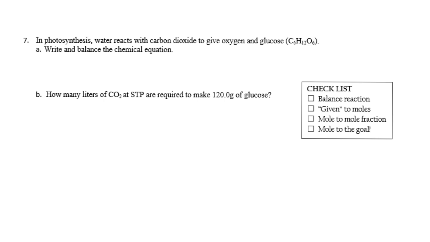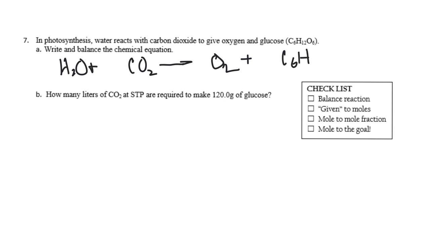So we have water reacting with carbon dioxide, so you should know water is H2O. Reacting with carbon dioxide to give oxygen, and you know oxygen's a diatomic element, so I need my subscript 2, and then glucose, which is C6H12O6. And then I need to balance, and it is going to be balanced by putting a 6 in front of the water, a 6 in front of the CO2, and a 6 in front of the oxygen.